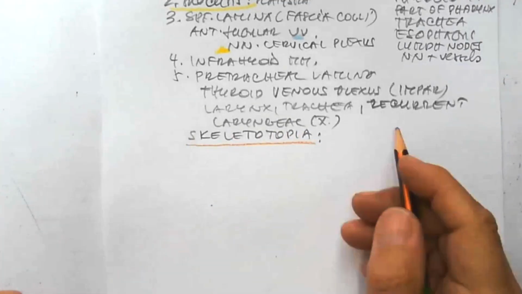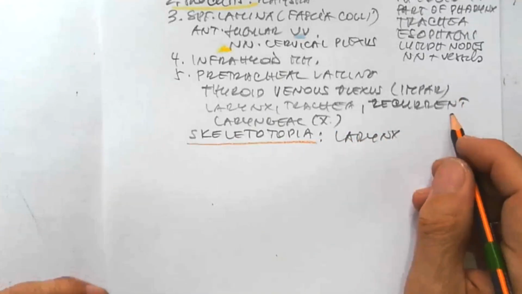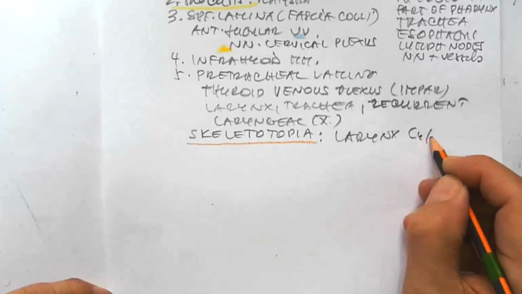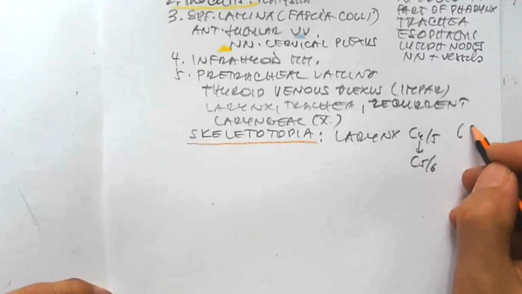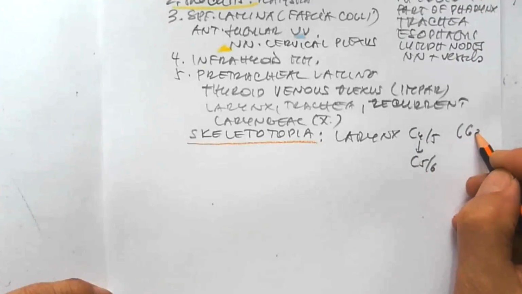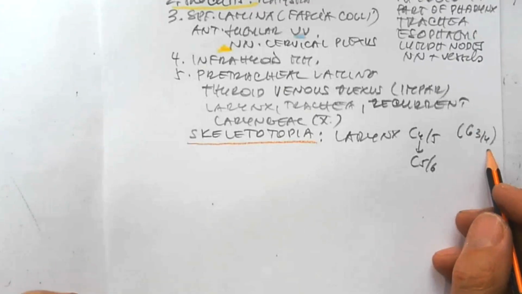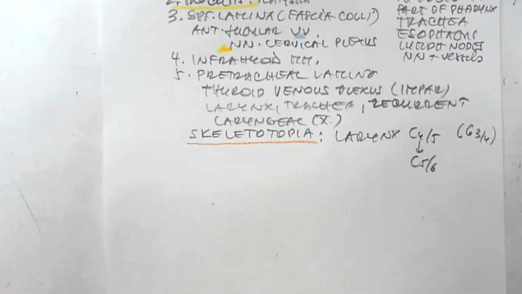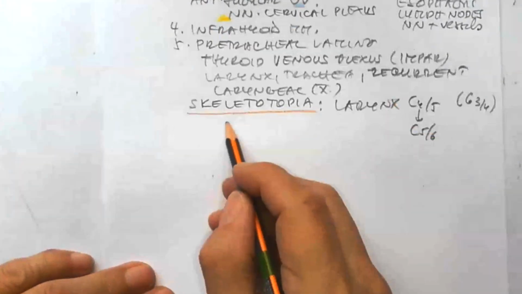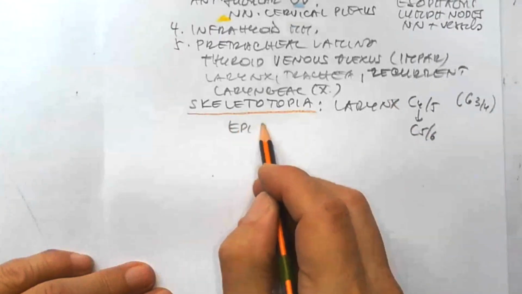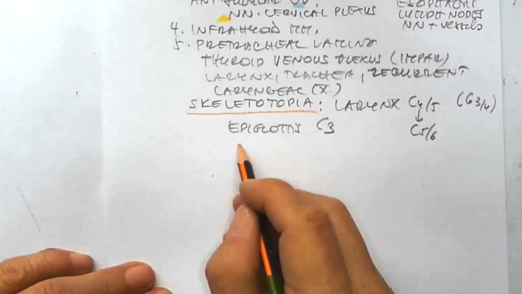Skeletotopic relation, skeletotopia. We know that the larynx in fact is from C3 to C6, could be C4, 5 to C5, 6, but it could also be from C3, 3, 4. It could also be found. The newborn has a different position. Number 1, larynx. What else? Then epiglottis. The epiglottis lies at the level of usually C3.